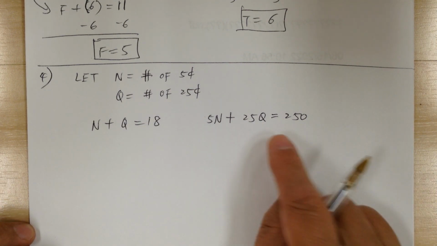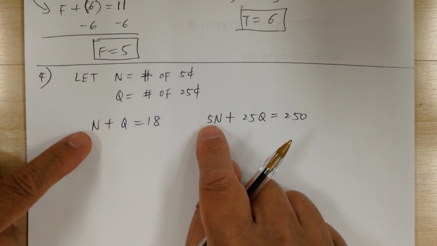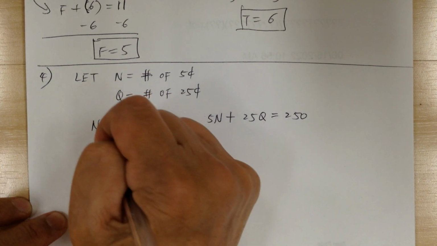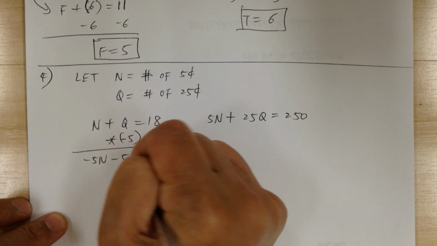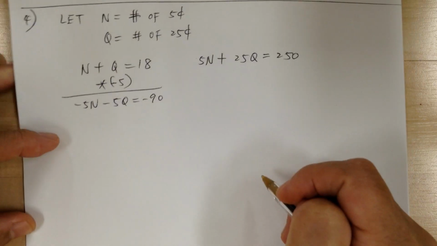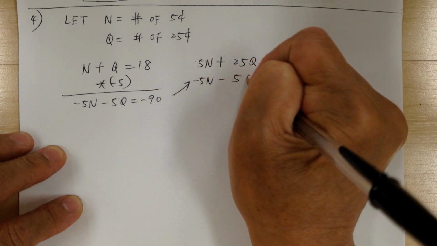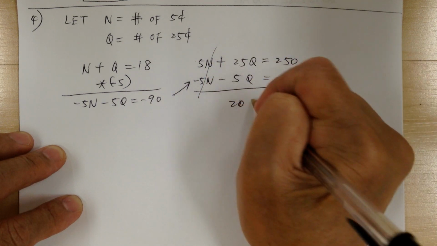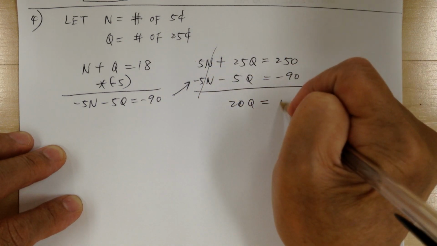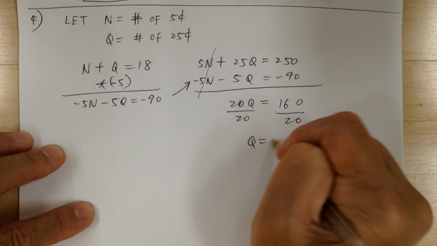Okay, so again, let's go ahead and solve the two equations, and I'm going to make the variable with lower coefficient the opposite, so that way I can avoid the negative numbers. So I'm going to multiply this by -5. So I get -5N minus 5Q equal to -90. Okay, and then I'm going to put this under here. So this will cancel out. So I get 20Q equal to 160. Divide by 20, divide by 20. So Q equal to 8.